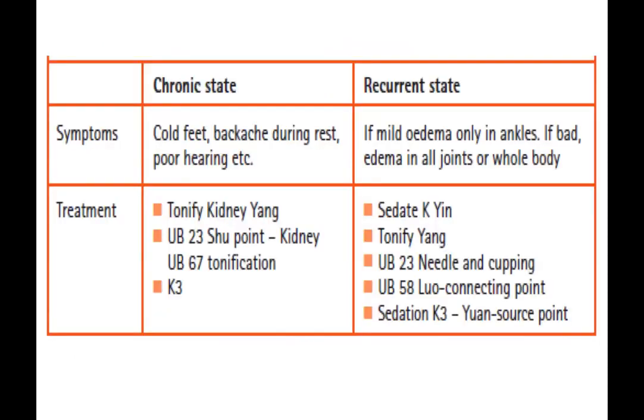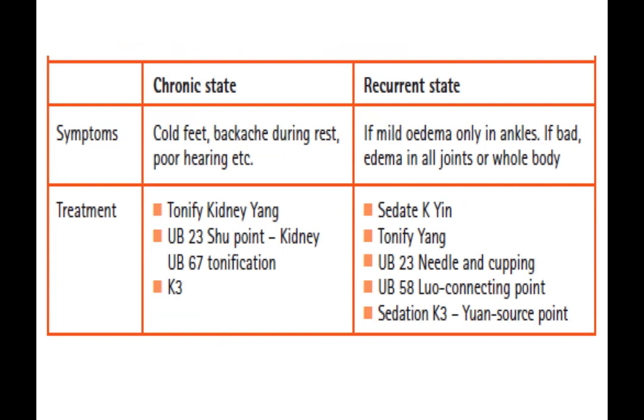So the approach should be different for the chronic state and the recurrent state. In the chronic state, we have cold feet, backache during rest, and poor hearing. We tonify the kidney yang, and we use bladder 23, the back shu point of the kidney, and we tonify the bladder using bladder 67. And we use the yuan source point of the kidney, which is kidney 3.